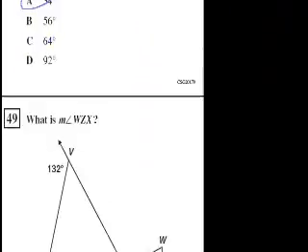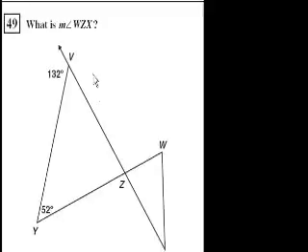Problem 49. What is the measure of angle WZX? So they want to know what this angle right here is. So let's do the angle game some more. So let's see, we can immediately figure out what this angle is, because it is the supplement of 132 degrees. So this is going to be 180 minus 132. And that's what? 80 minus 32. 80 minus 30 is 50. Minus 2 is 48 degrees.